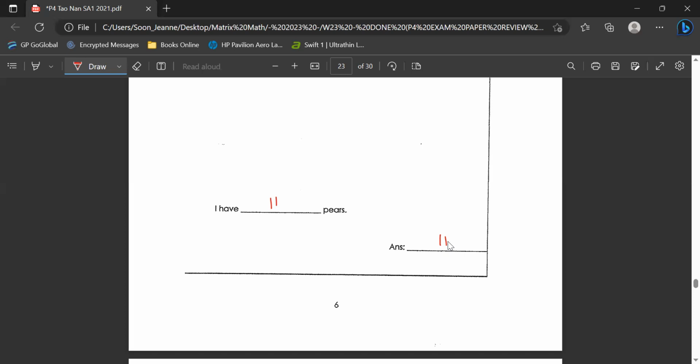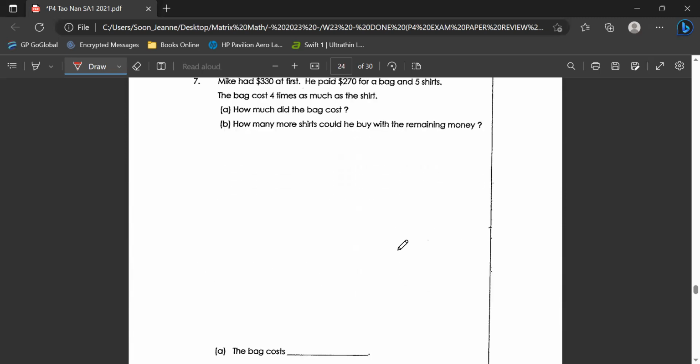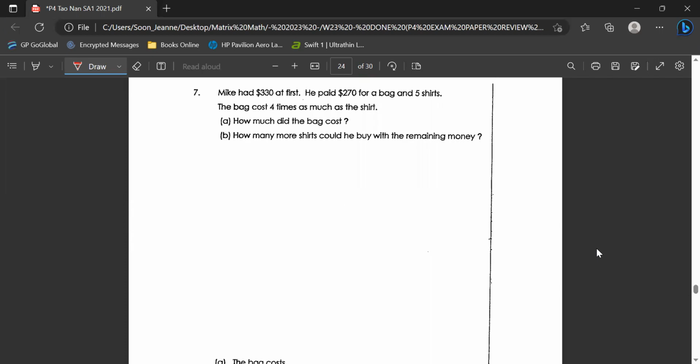Okay. Question number 7. Okay, wait, let me scroll a little. Okay, Mike had $330 at first. He paid $270 for a bag and 5 shirts. Okay, the bag cost 4 times as much as the shirt. So he bought a bag, 5 shirts. So I'm going to draw bag 1. 5 shirts, I'm going to label 5 as 1, 2, 3, 4, 5.